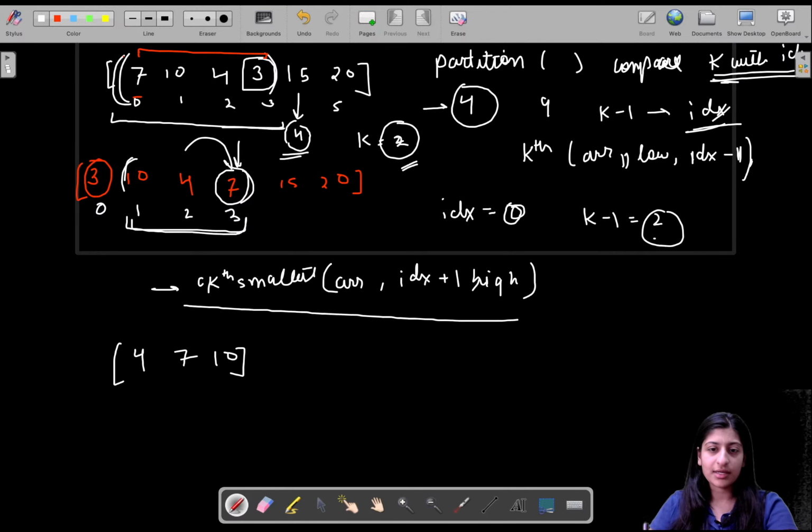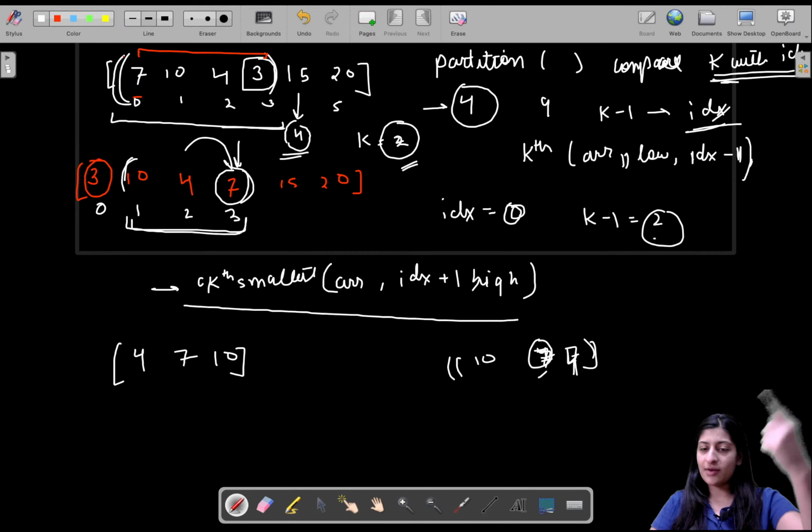Just a second. Let me check the iterations. 10, 4, 7. Greater, we don't do anything. For smaller, we swap it, and that's how it looks. Fine, it's right. So 4 gets swapped with 7. 7 comes here, 4 comes here.